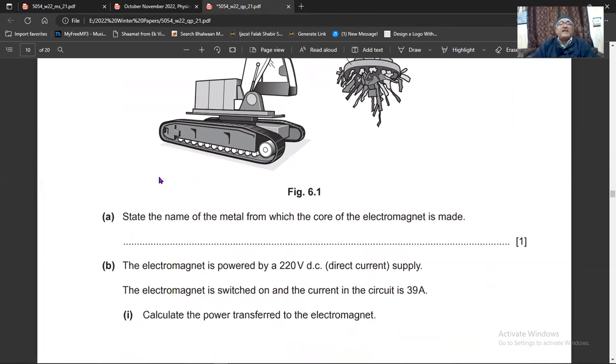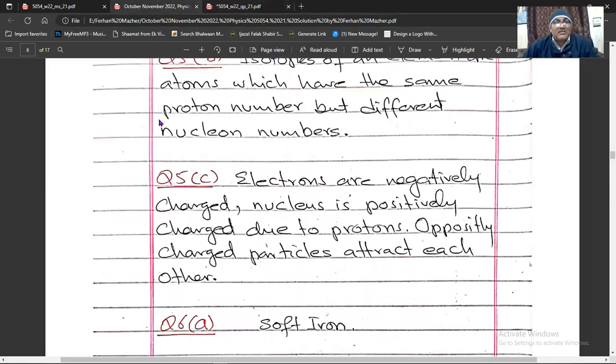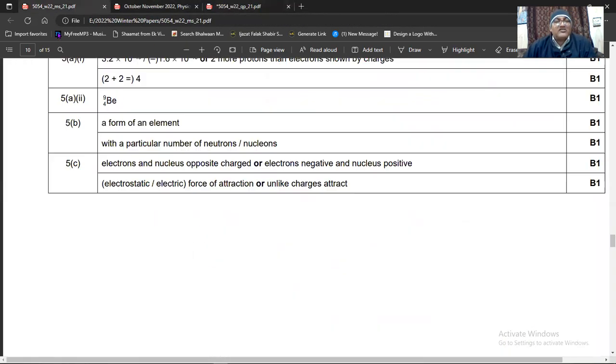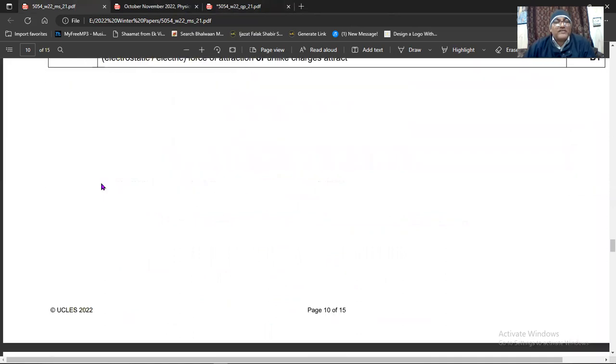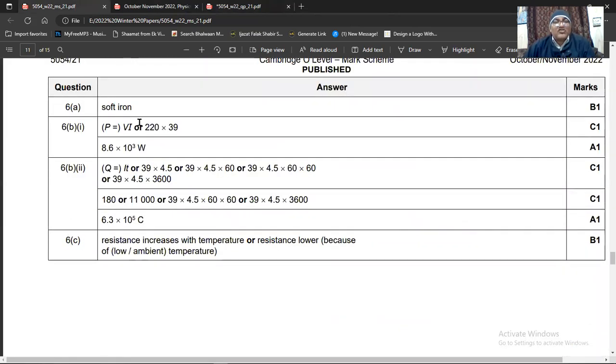State the name of the metal from which the core of the electromagnet is made. Electromagnets are normally made from soft iron. Soft iron. So here's the answer. Yeah, soft iron.